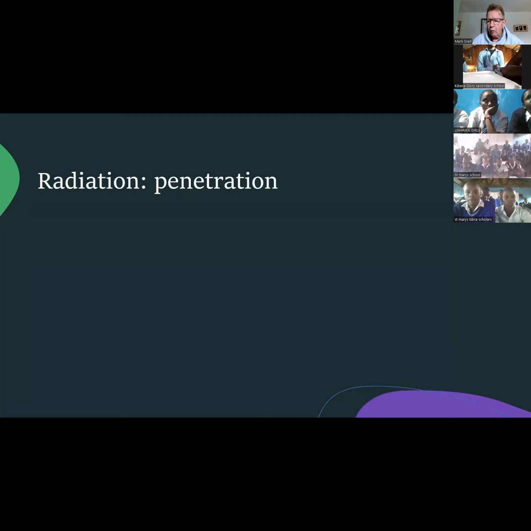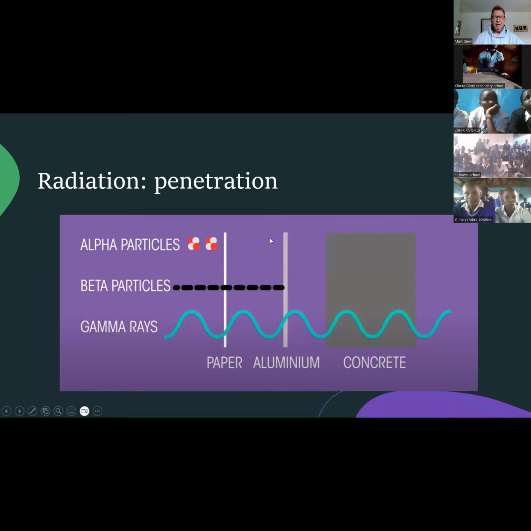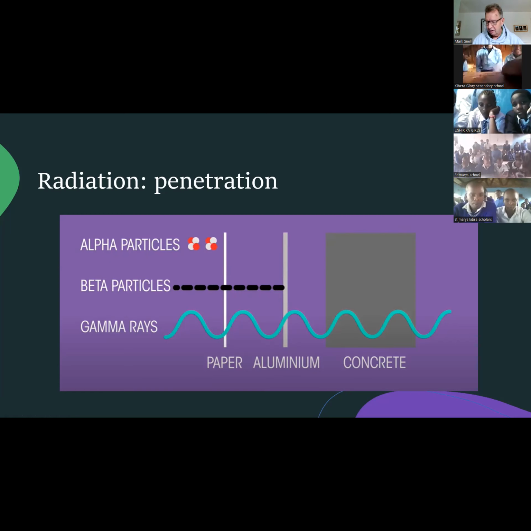So you need to know how much they can go through things. Basically, alpha particles are stopped very easily by just a piece of paper. So alpha particles hit a piece of paper and cannot get through. Beta particles can get straight through the piece of paper, but are stopped by aluminium foil. Okay, so aluminium foil, less than a centimeter in thickness, will stop beta particles easily.